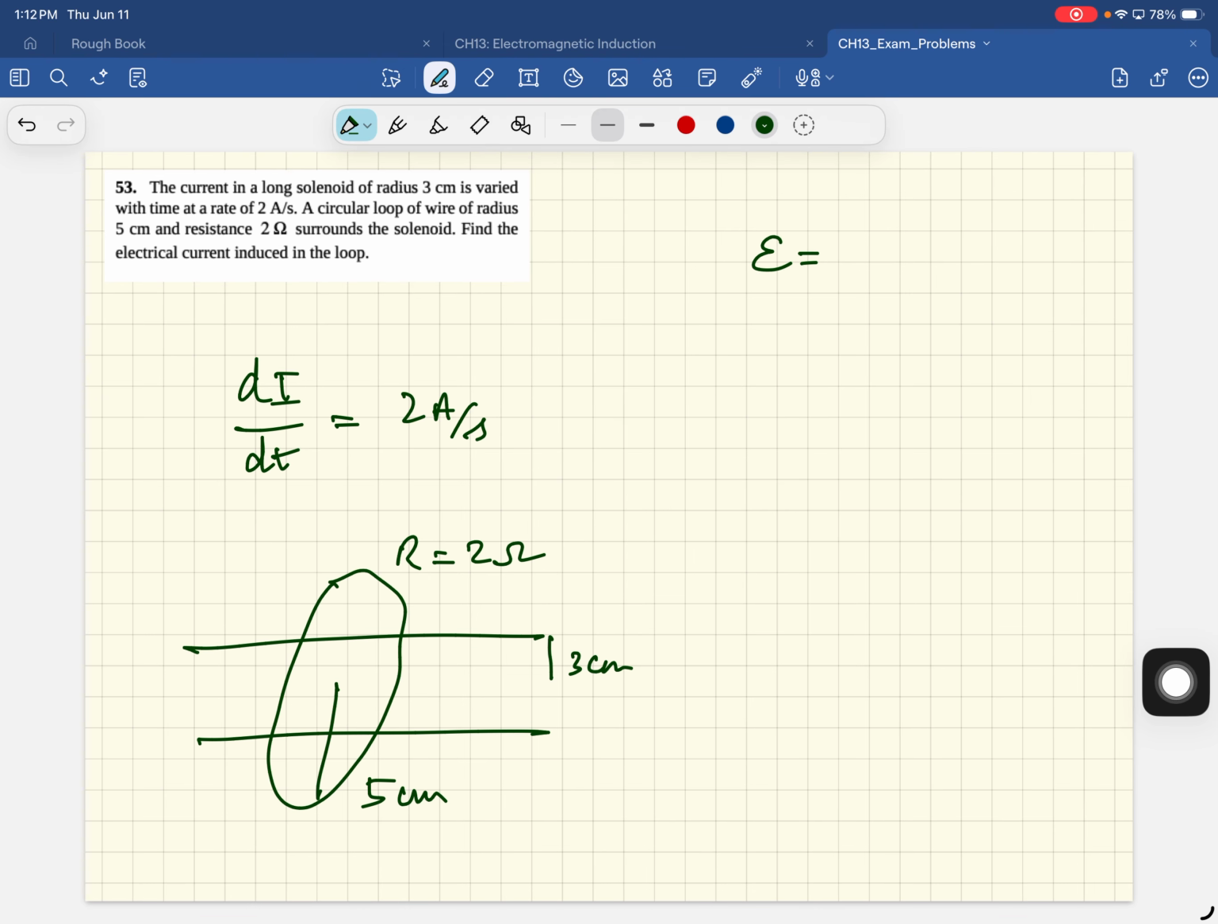Okay, so about 7 microvolts, and the current would be the induced EMF over the resistance, and the resistance was 2 ohms. 7.5 times 10 to the minus 6 volts divided by 2 ohms, which would be 3.55 microamps.